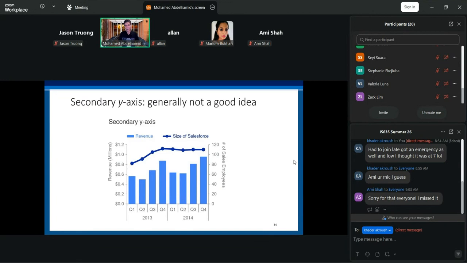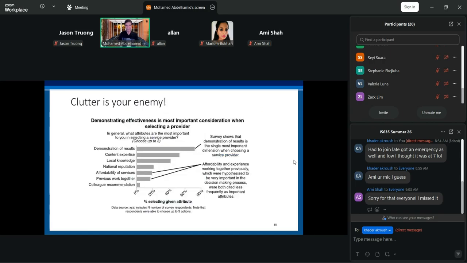But also avoid double axes, like 2 y-axes or 2 x-axes, because they complicate the story. Remember we said the goal is to simplify, not to over-complicate. And if you put too much text, then you're probably not creating a good or a simple enough graph.